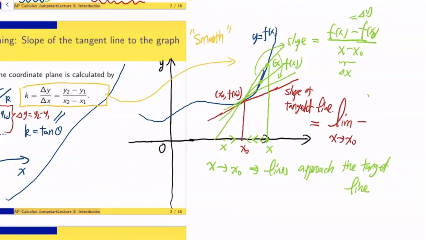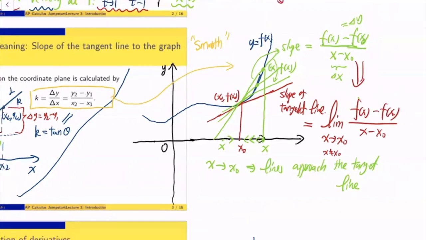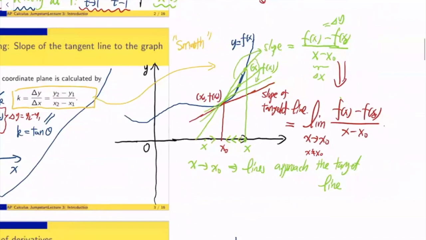As x goes to x zero, of course, x is not equal to x zero, so x is very close to x zero. The slope is the difference of f values, f(x) minus f(x zero), divided by x minus x zero. Now, if the limit of this exists, which we denote f prime, the derivative, we define this as the derivative. And this represents the slope of the tangent line. So this is the geometric meaning of the derivative.